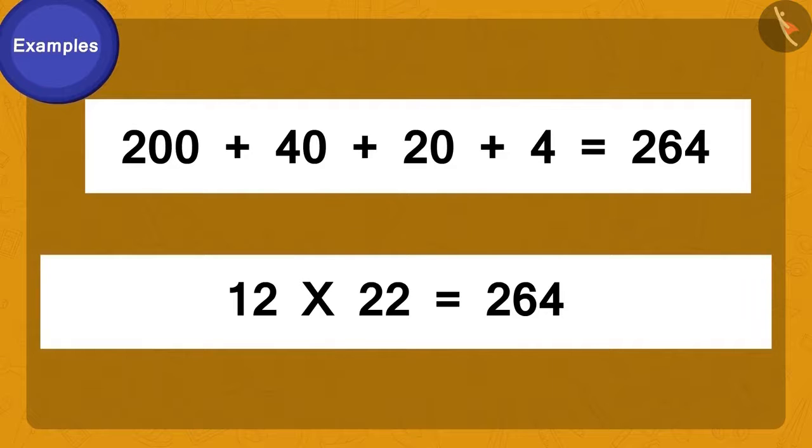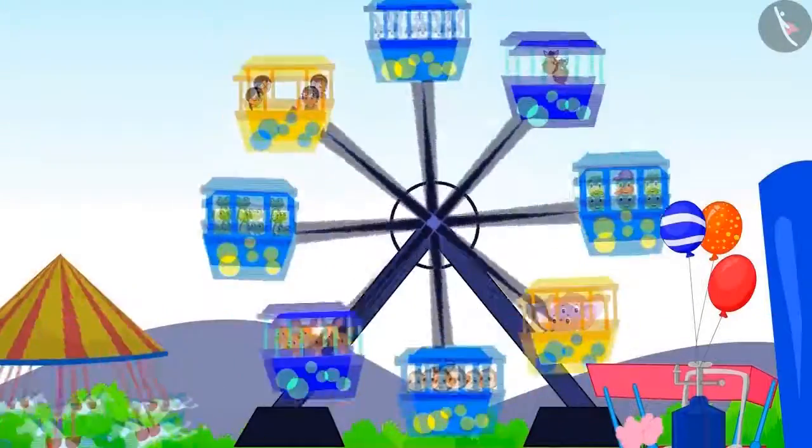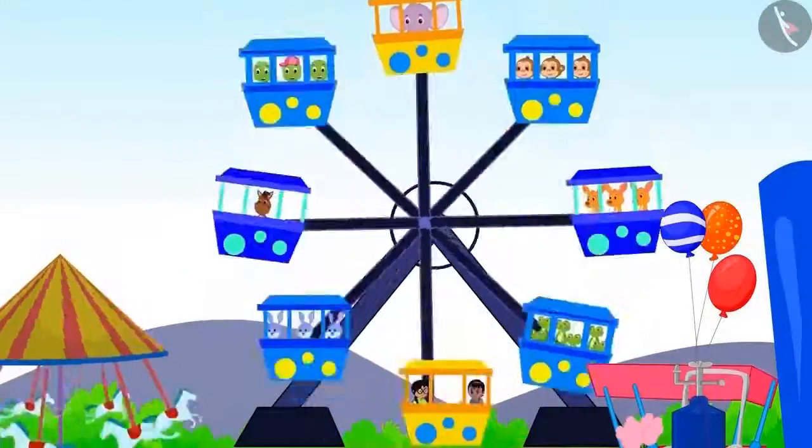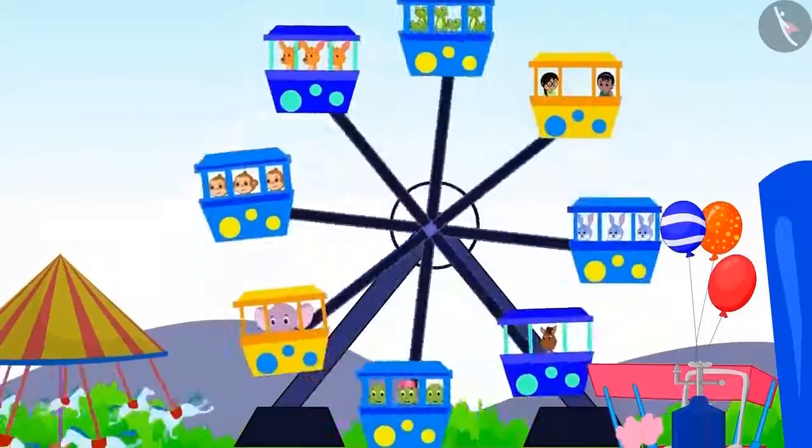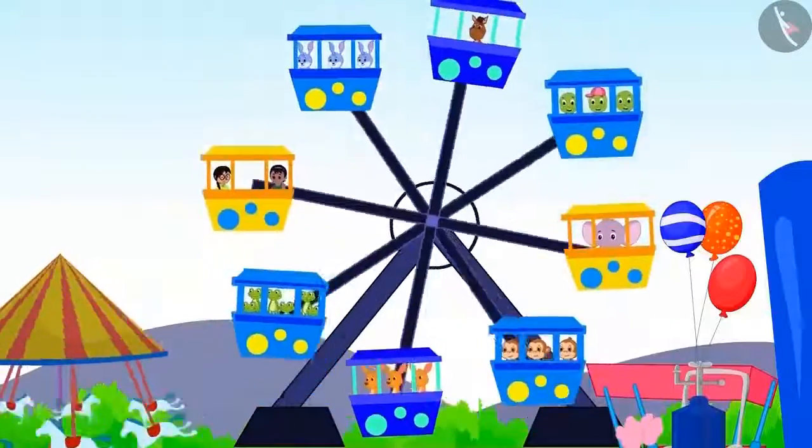Following this method, we got 12 times 22 is 264. Got it. A total of 264 people can sit in the Ferris wheel in a day.